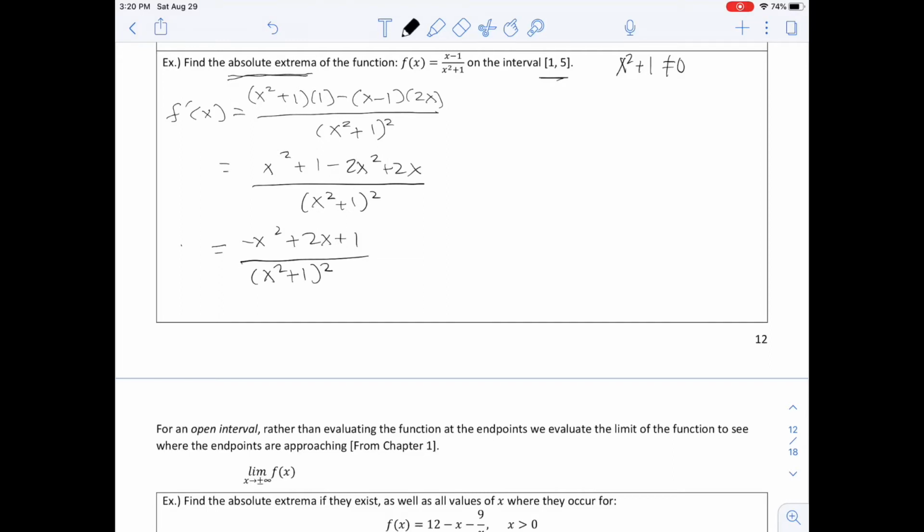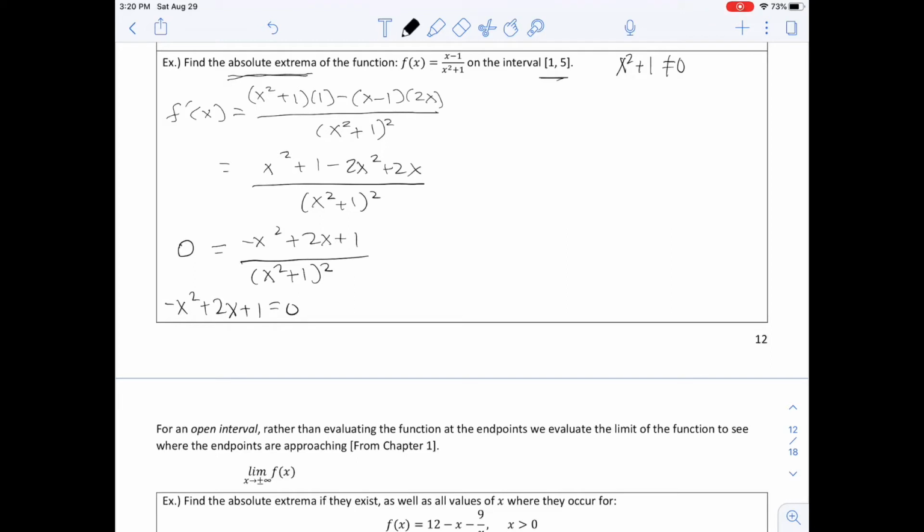And then I'm going to go ahead and set our derivative equal to 0. And this is going to be to determine where our critical values are. This requires us to multiply both sides by x squared plus 1 quantity squared, which is going to be that our numerator, negative x squared plus 2x plus 1, is equal to 0. This does not factor nicely for us, and not all problems will.